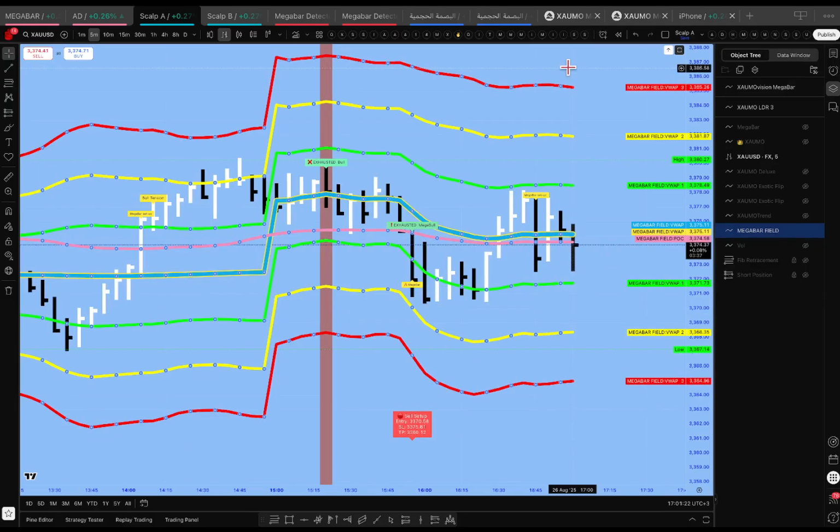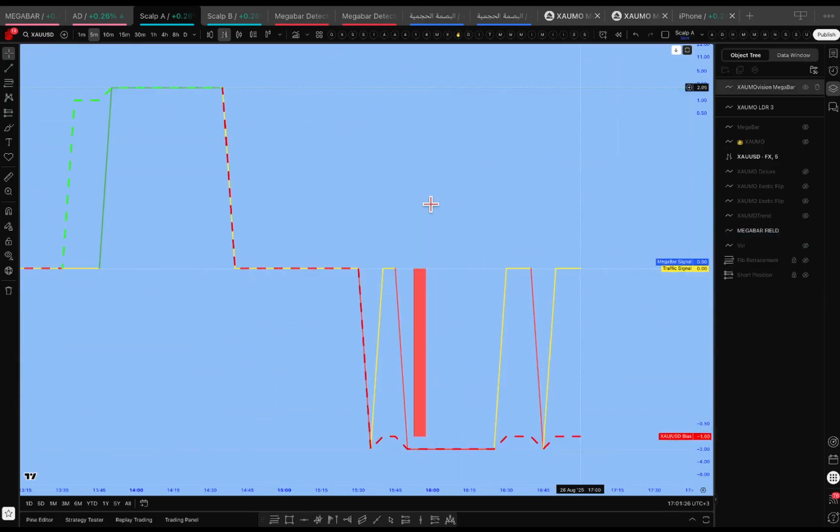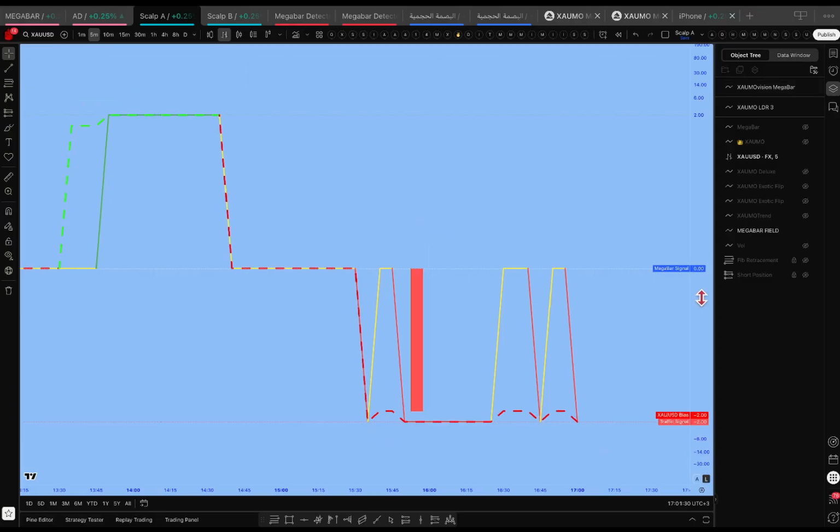Then you have my baby, the XAUMO indicator. My XAUMO indicator is not like the XAUMO Vision indicator, not like the other XAUMO Vision that is already published.